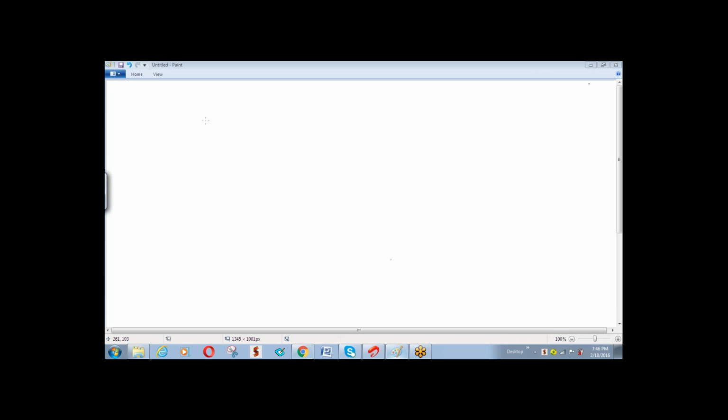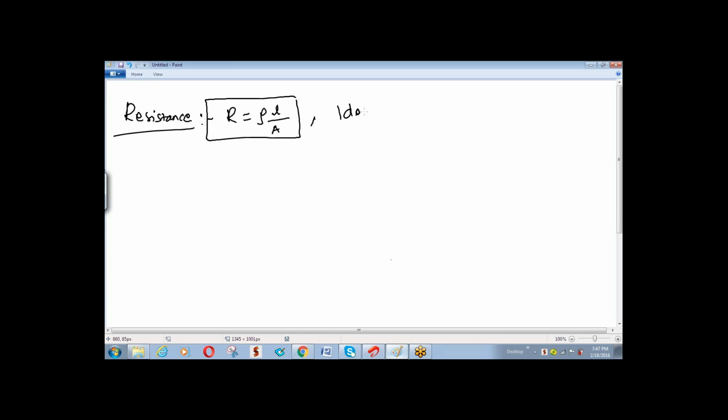So in the last session we discussed resistance. Just for the recap, I told you that R is equal to rho L by A, and you need to be careful that whenever it is mentioned wires, identical wires or similar material.